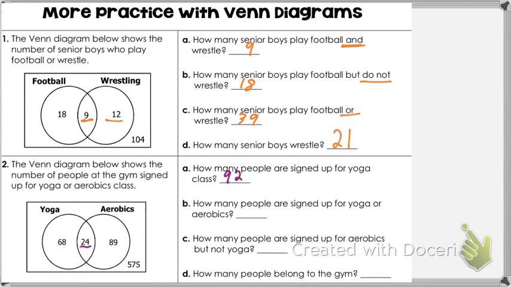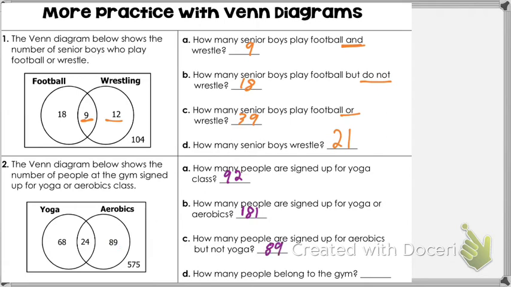How many people are signed up for yoga or aerobics? So we want the entire overlap, 68 plus 24 plus the 89. Well, we could take the 92 we added earlier, because that was 68 plus 24, and then add 89 to that. So we'd get 181. So 181. Next, how many people are signed up for aerobics but not yoga? Well, these 89 are signed up for only aerobics. These 24 are signed up for both, so we don't want them. So we just want the 89.